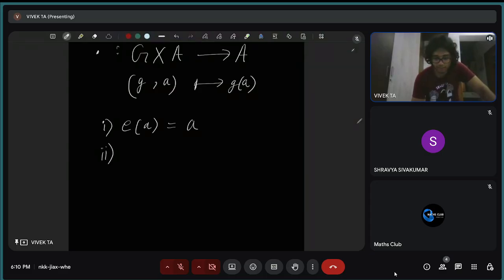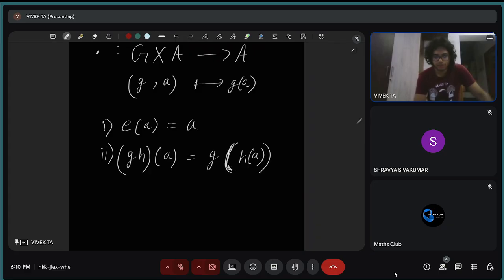Then this is the important part. G operated on H and then operated on A is the same as G operated on H operated on A. If this is defined, this is what a group action is. So as simple as saying your function is well behaved. Applying consistent actions is the same as applying the actions one by one. That's all. This is how I define a group action.